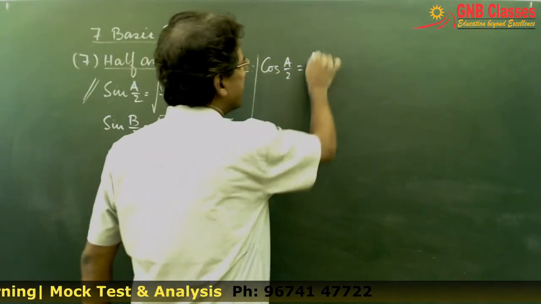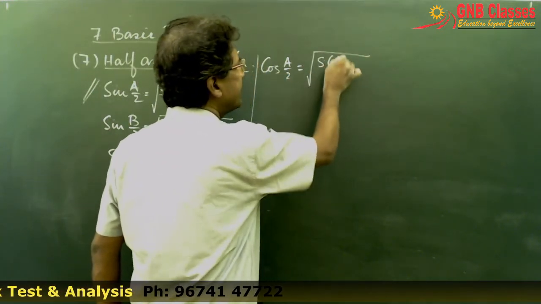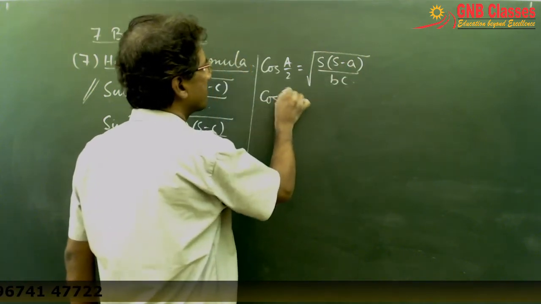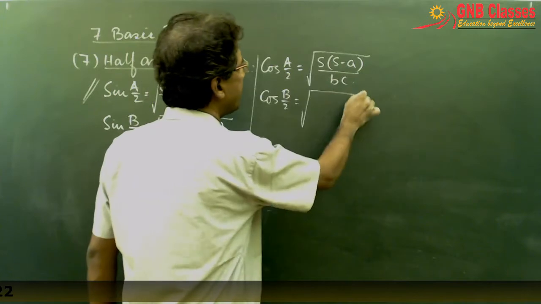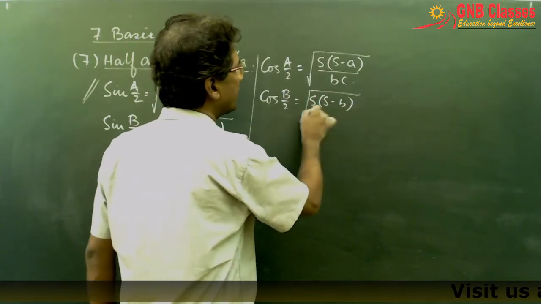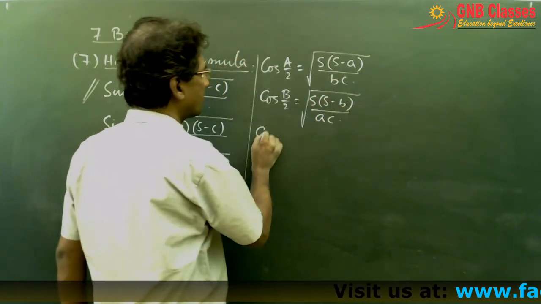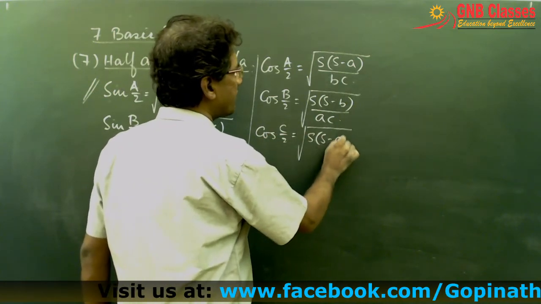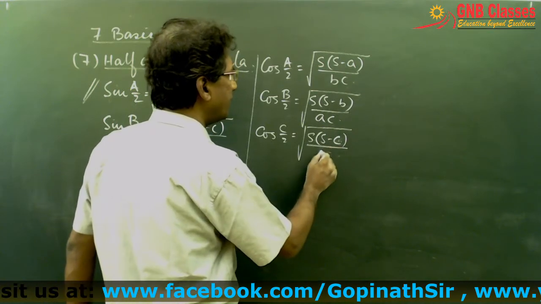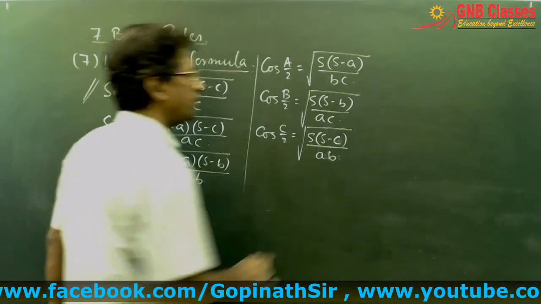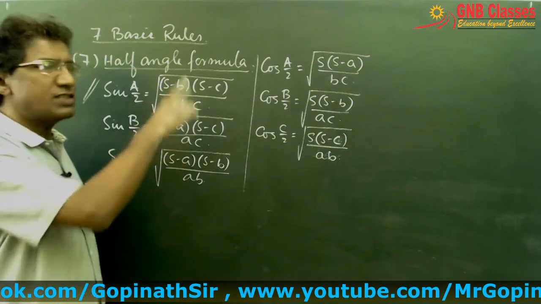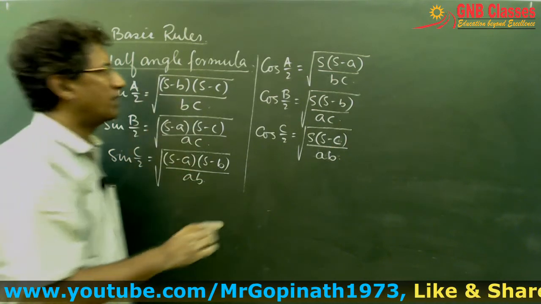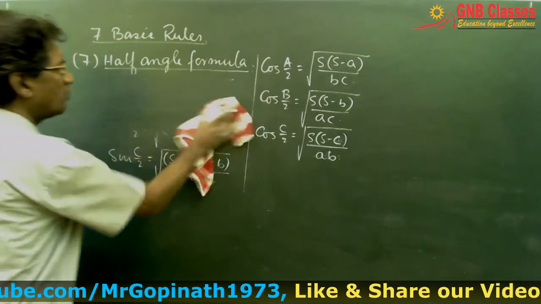Cos A by 2 can be written as under root S into S minus A by BC. Cos B by 2 can be written as under root S into S minus B by AC. Cos C by 2 can be written as under root S into S minus C by AB. Is it clear? So this is your cos set of half angle formula. I will prove one, the rest two you can prove by yourself.